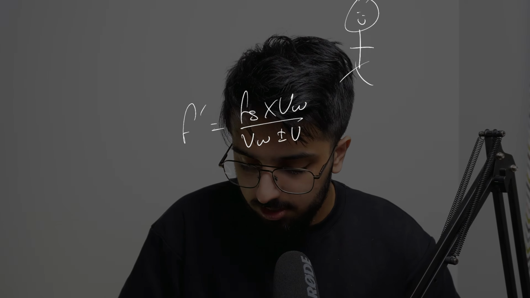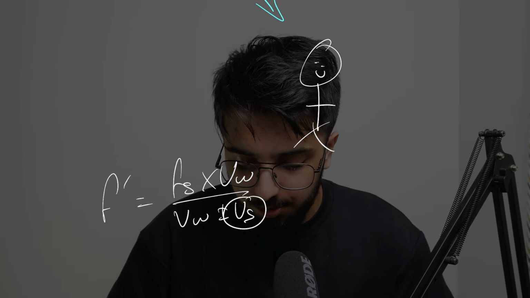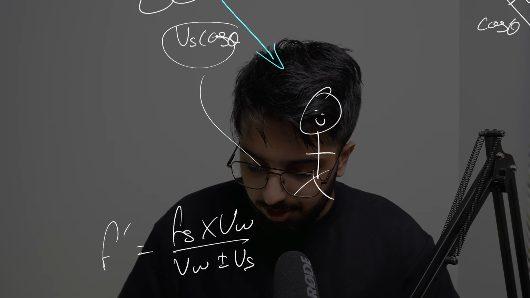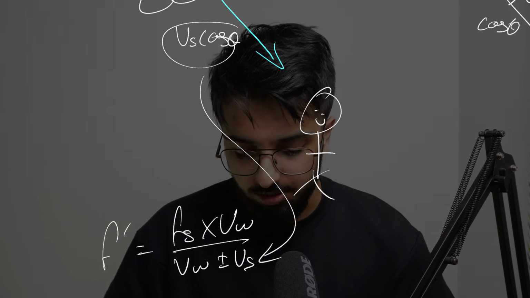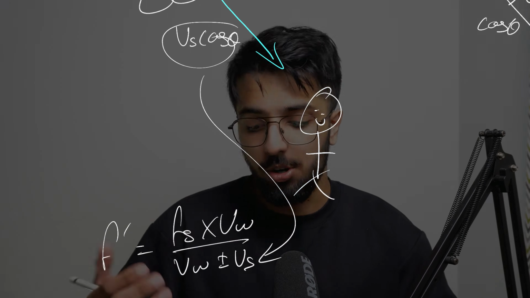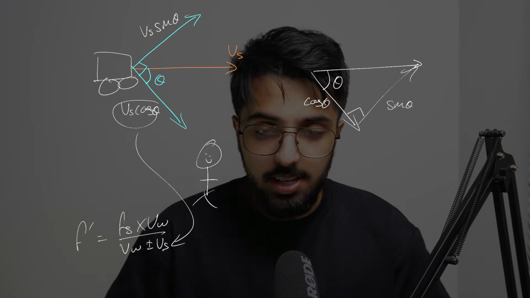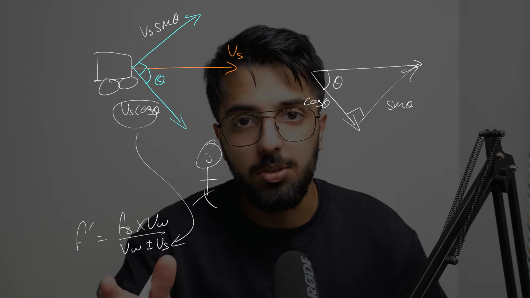And so if we want to take this into account, when we have our Doppler equation, plus or minus Vs, okay? Rather than just taking the source velocity, we would plug in Vs cos theta into this equation. And so that's how we would get our observed frequency when the observer is not directly in line with the source.